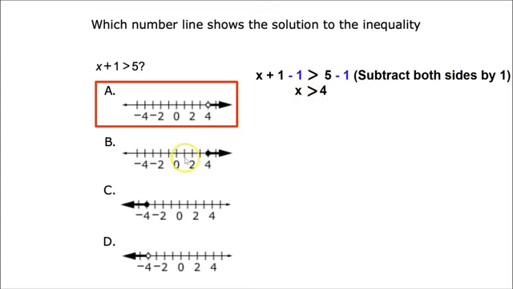So that is why that is incorrect. There is no line that's underneath this greater than symbol. B is incorrect. Then you have C. C means x is less than or equal to -4. And you see we're not at -4, we are at 4. And so that is incorrect.